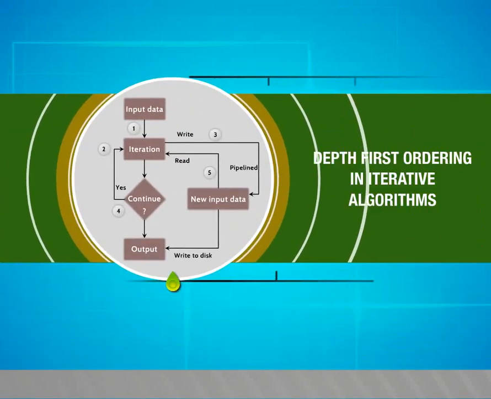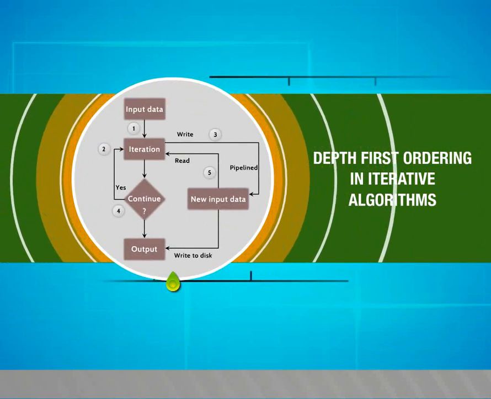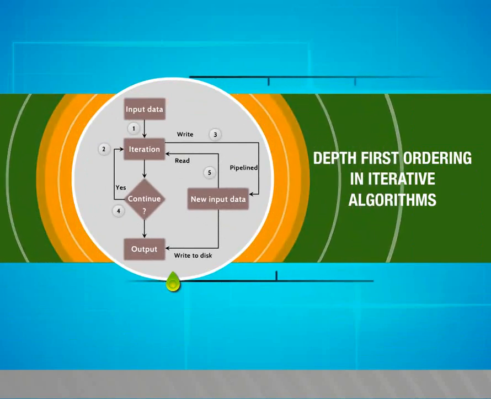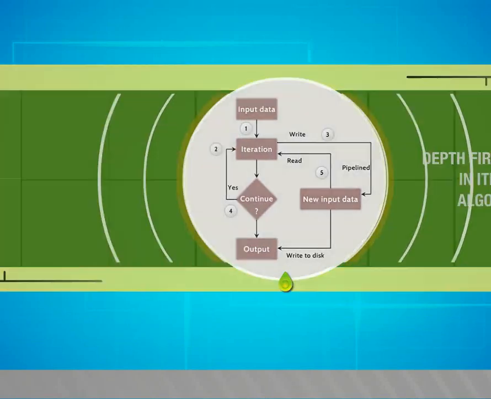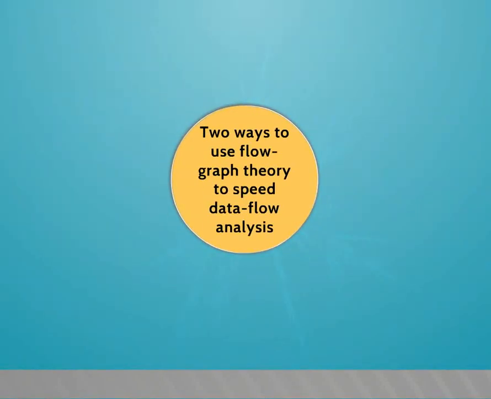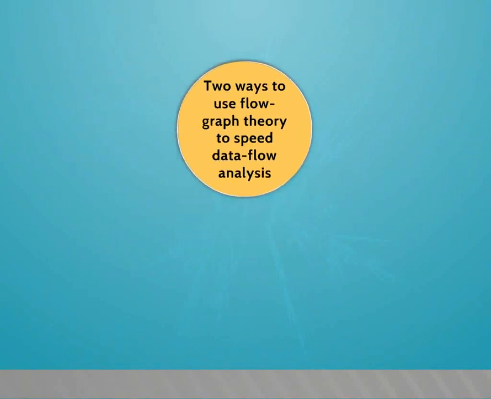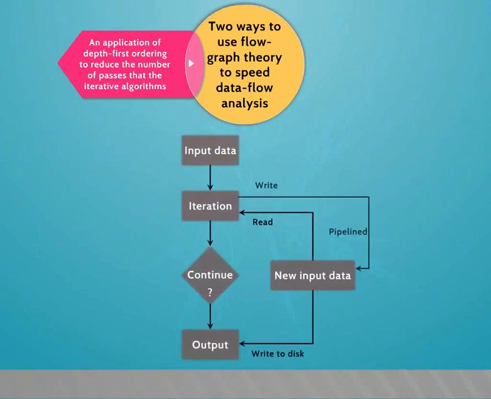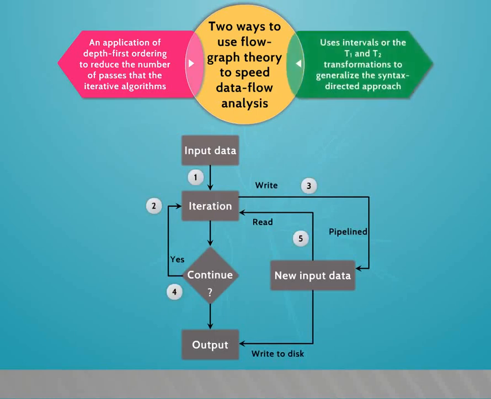Depth first ordering in iterative algorithms. In this video, we are going to see about depth first ordering in iterative algorithms. There are two ways to use flow graph theory to speed data flow analysis. The first is an application of depth first ordering to reduce the number of passes that the iterative algorithms need, and the second uses intervals or the T1 and T2 transformations to generalize the syntax-directed approach.